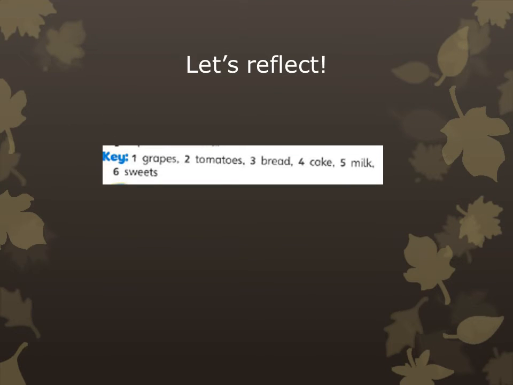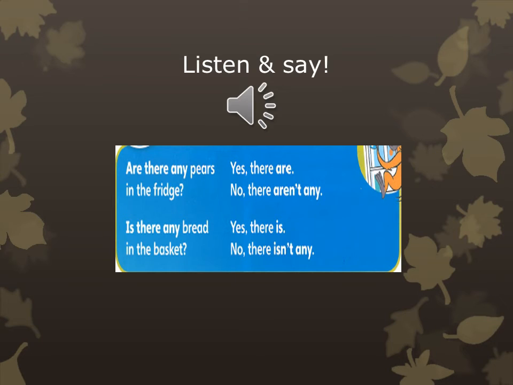Alright, so the answers are right here for you to check. As you can see, the singular nouns were asked about as is there any, and for nouns that are plural it was are there any, right? So we used is with singular nouns and are with plural nouns. So let's move forward. Listen and say.